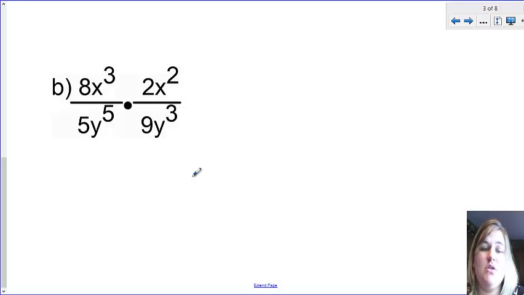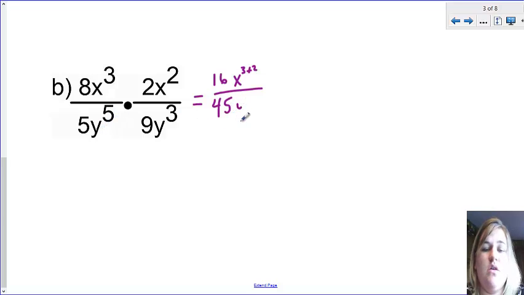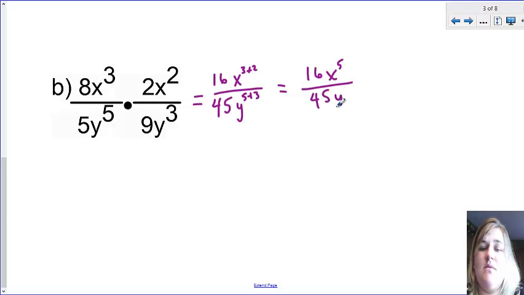So what we're going to do is multiply straight across just like we did above. I have 8 times 2 is 16. X to the third times x to the second, which is x to the third plus the second, over 5 times 9 is 45, y to the fifth plus the third. Now, is there anything that I can reduce here? And the answer to that is no. So this just stays as 16 over 45. This is x to the fifth, and on the bottom is y to the eighth. That's my final answer.